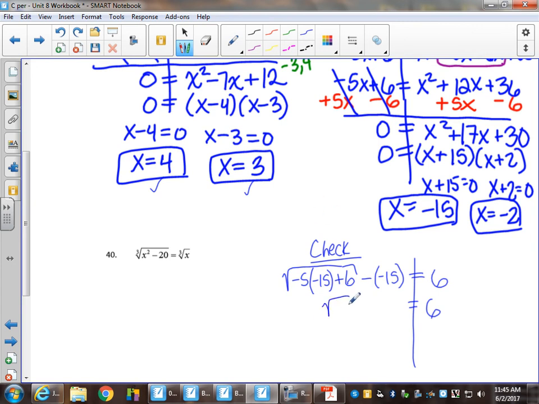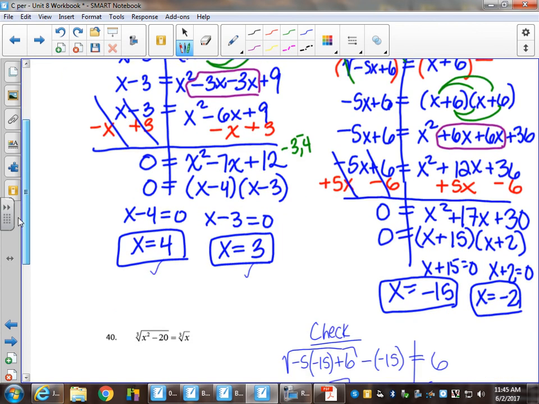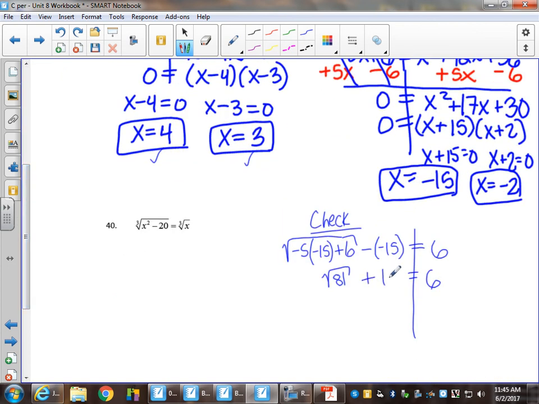So this becomes the square root of 81. Negative, negative becomes a positive, just checking that. Okay. Square root of 81? 9. 9 plus 15 equals 6. True? This comes out to be 24 equals 6. True or false? False. All right, so this one's out.